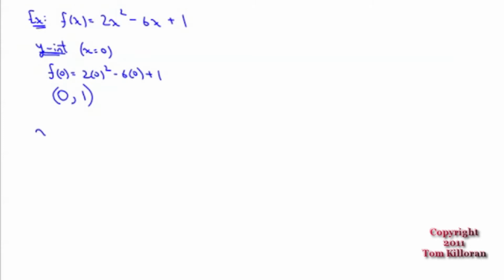X-intercept. Define an x-intercept. Set the whole equation equal to 0. In other words, f of x or y equal to 0. So this becomes 0 equals 2x squared minus 6x plus 1.